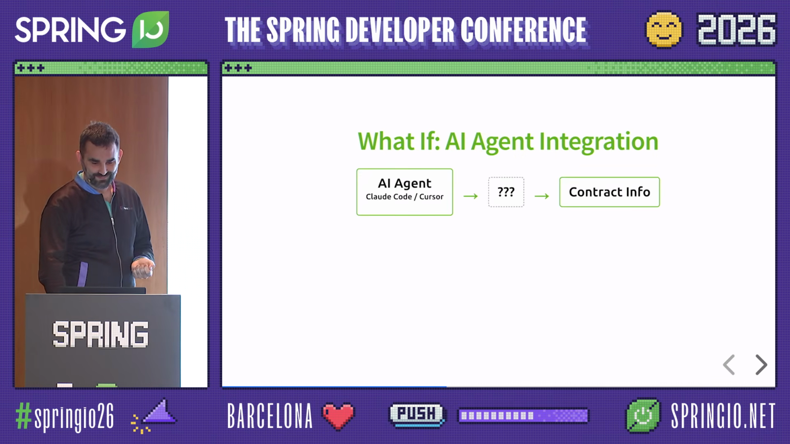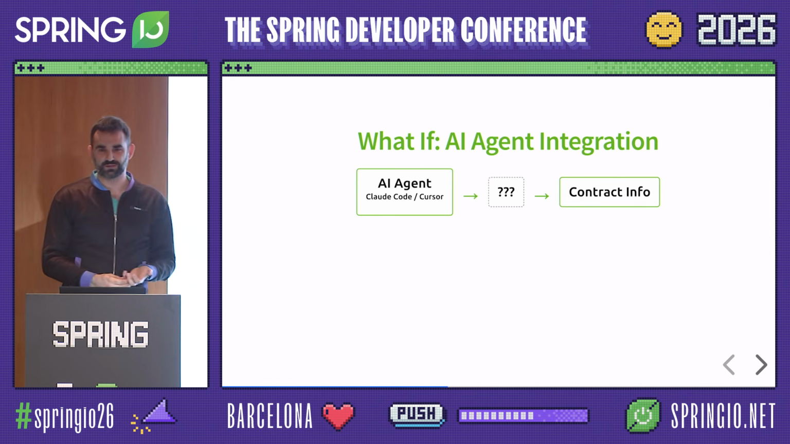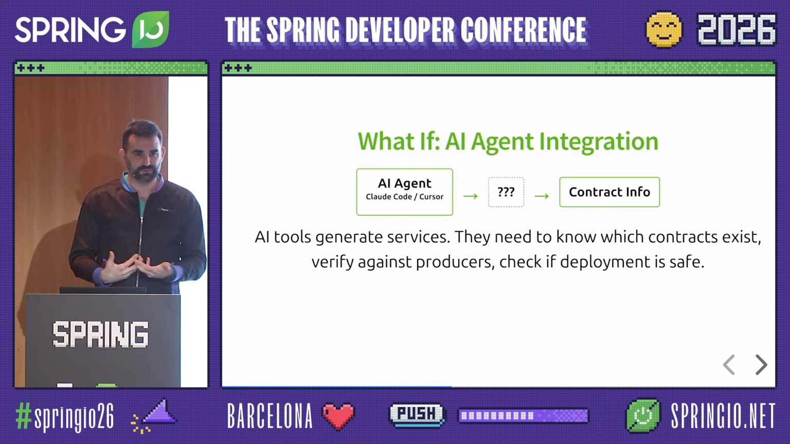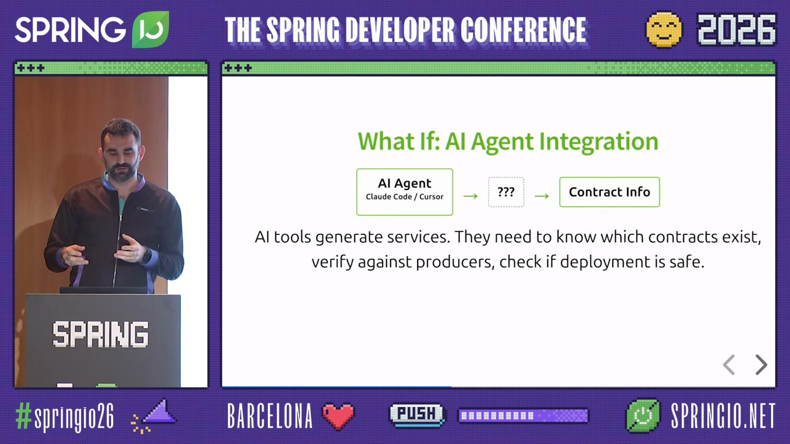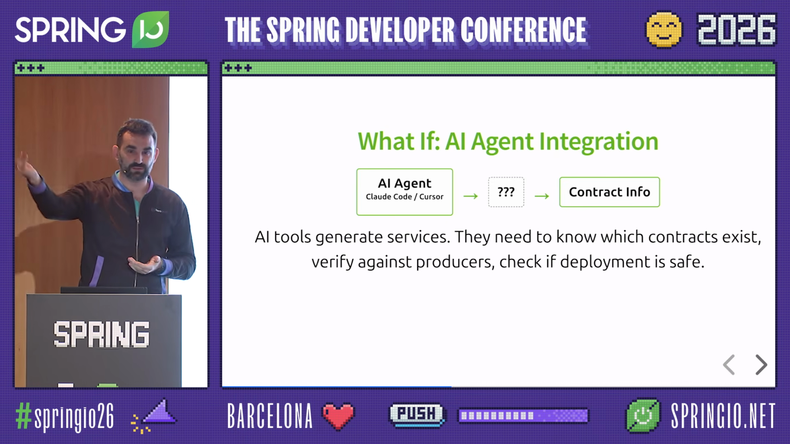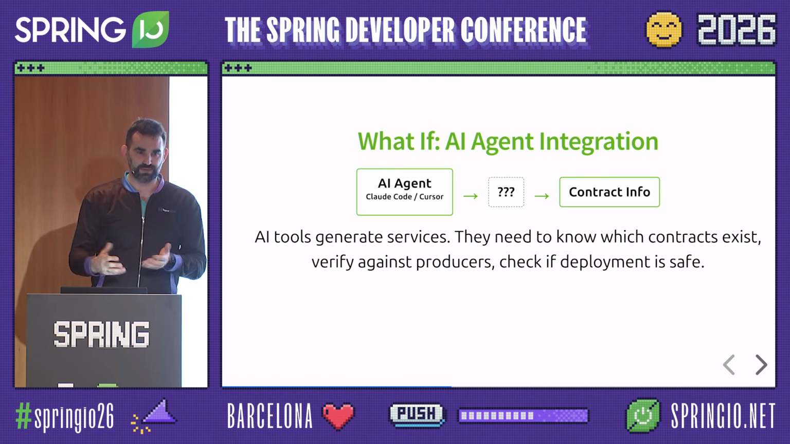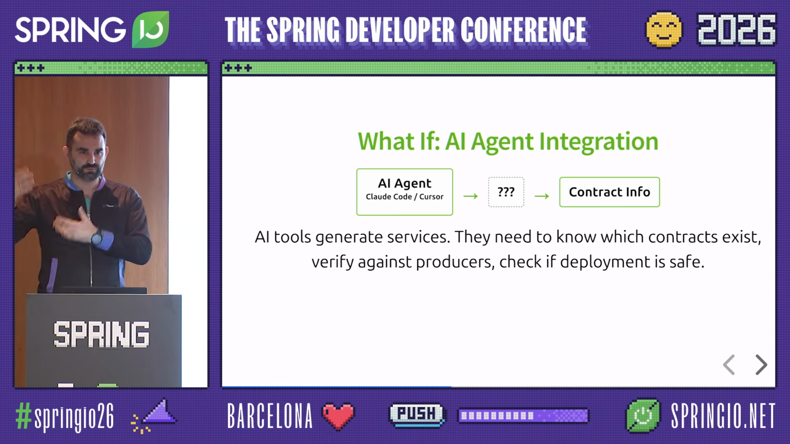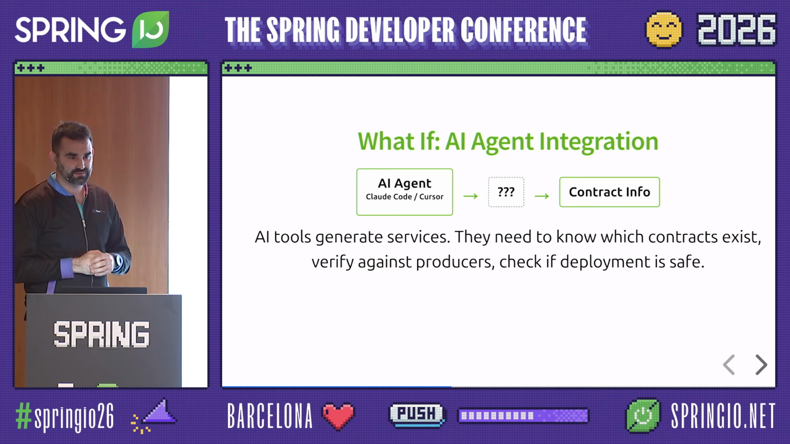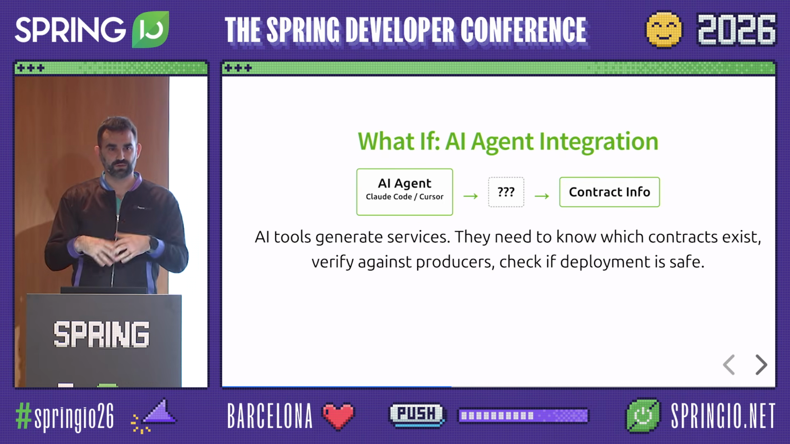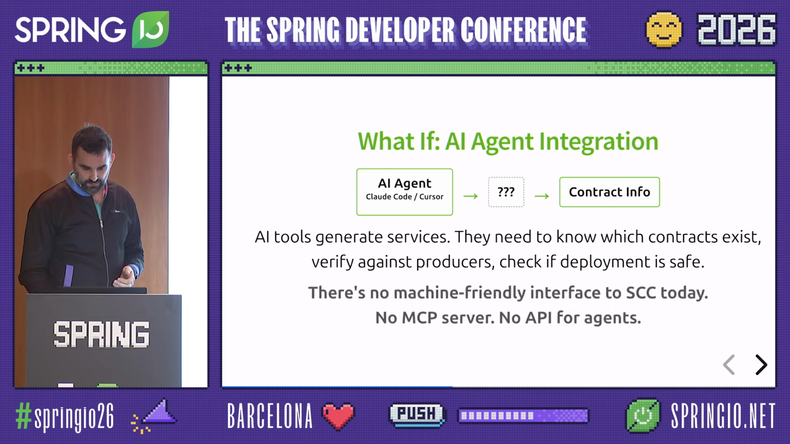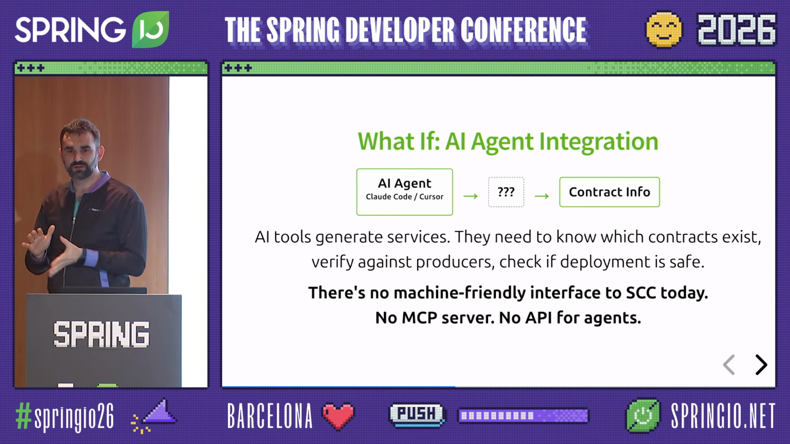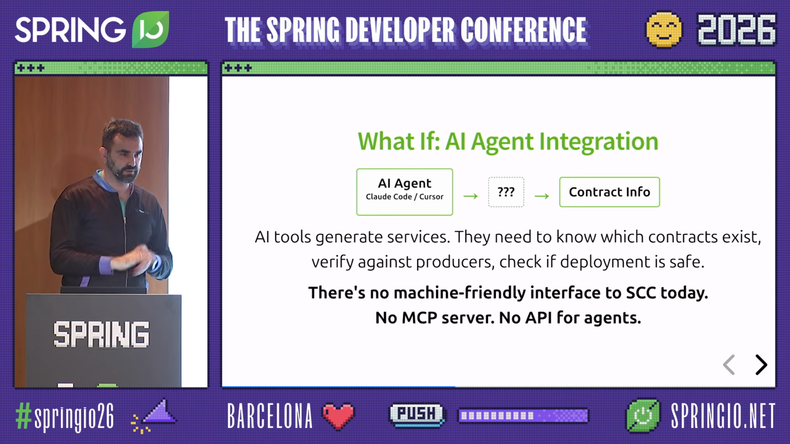Now, AI. Let's talk about the AI. What if I could use an AI agent that would be able to natively speak the contract language? We're using AI to generate services, but it would be great if, while generating the services, the AI tool would know that if A calls B, B has a contract. Then automatically Claude or whatever else could already incorporate the contract tests. After having done that, they could theoretically publish the verification result. Hey, I'm fine. I can talk to you. So at this point, there's nothing machine-friendly for Spring Cloud Contract, right? No MCP server, no API for agents.